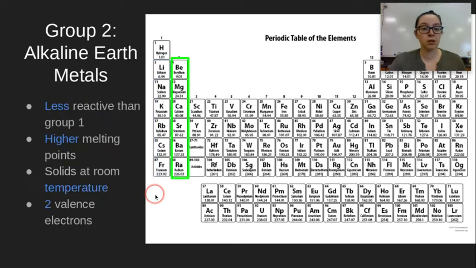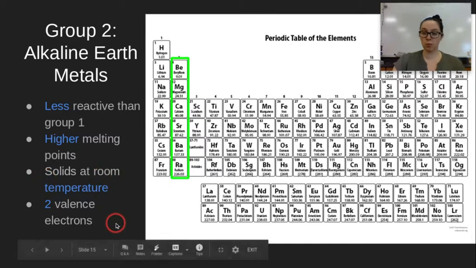Let's talk about group 2. Group 2 is your alkaline earth metals. They're called alkaline. Alkaline is another fancy word for a base, like in terms of acids and bases. And these guys will react and usually form pretty strong bases. They are less reactive than group 1, so I can put it in water and kind of be okay. Maybe not too large of amounts. They have higher melting points than group 1 does.